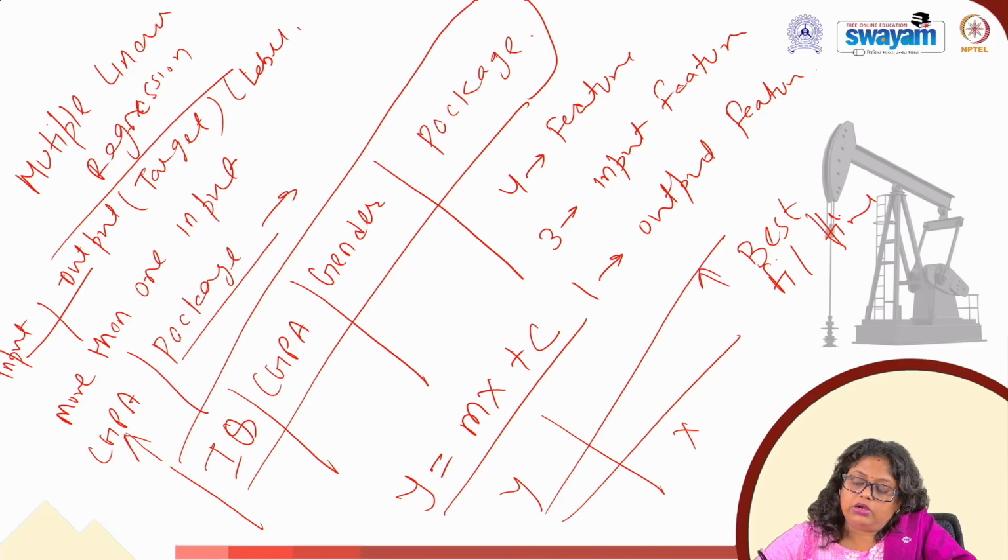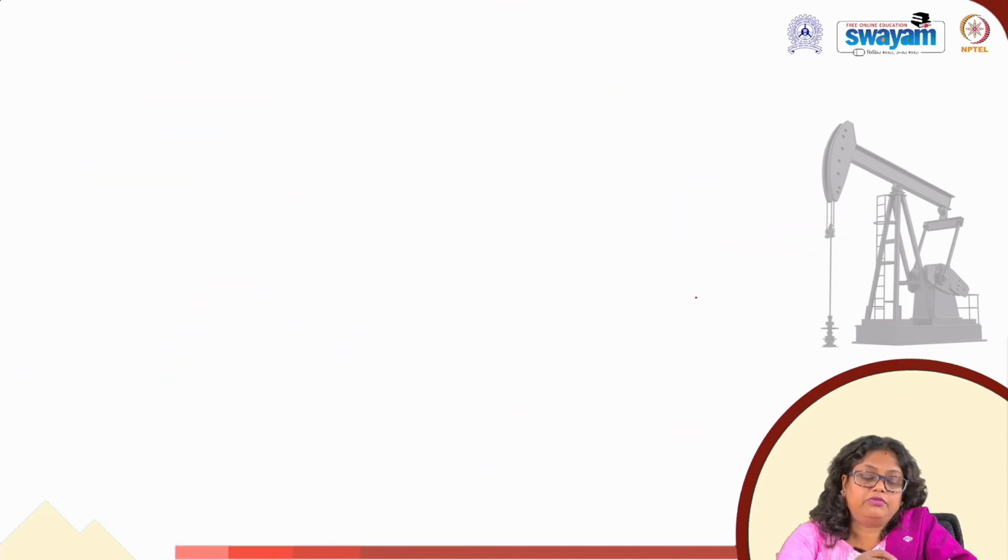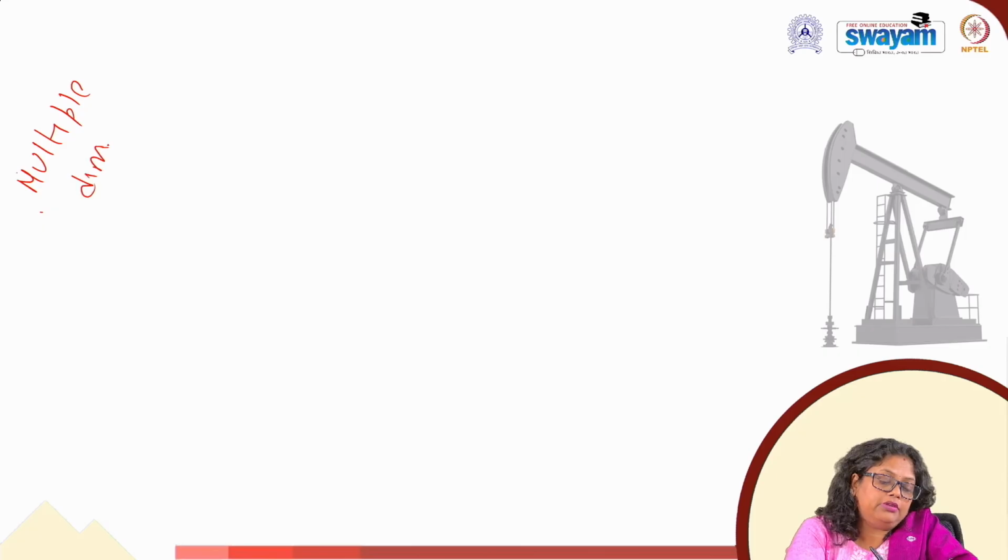So you are taking the best fit line, and we call it a regression line. But when we talk about more than one column, this line is not going to help us. What we are mentioning now is multiple dimensions.